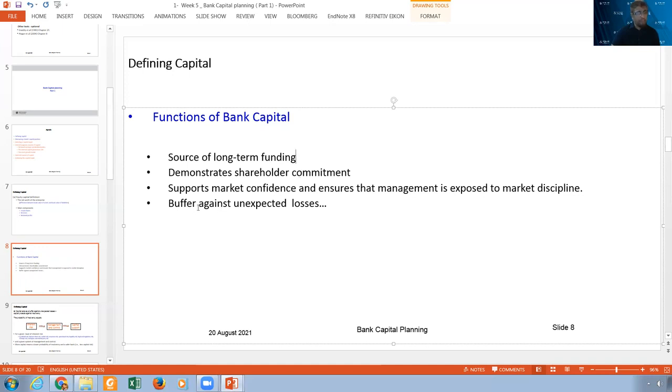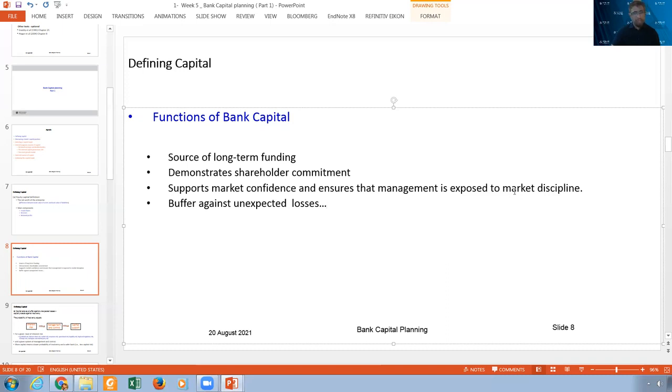Now, with that, when we have enough capital, we support confidence in the market and ensure that management is exposed to market discipline. This is very interesting, which means when we have less capital, the market will start punishing us by giving us more risk and decreasing our price, because the price is the cash flow over the risk. So when we have less capital, we will be perceived to have capital risk, and therefore our share price will go down.